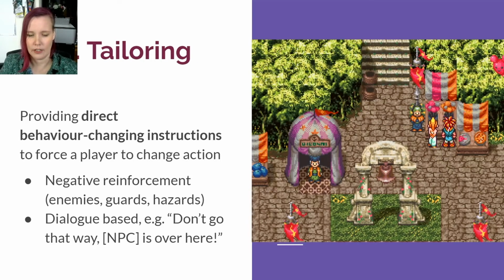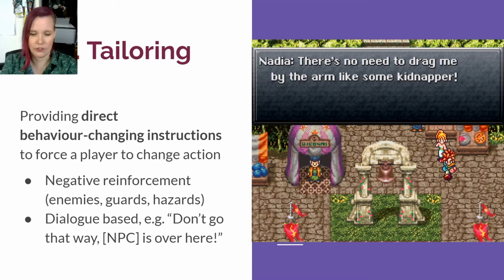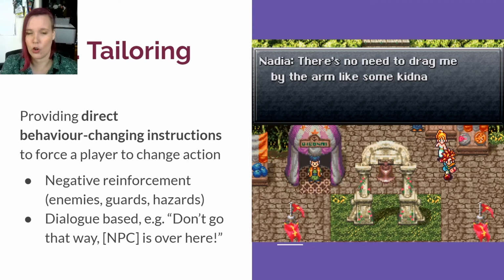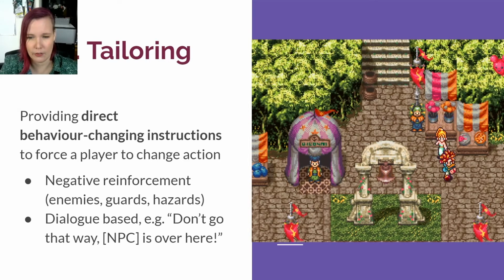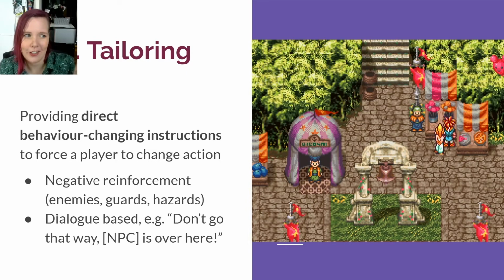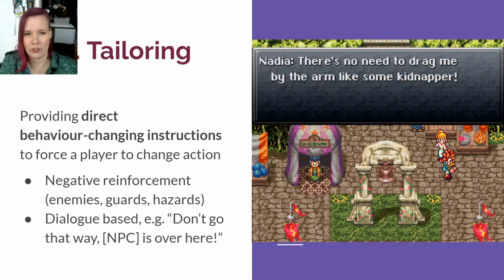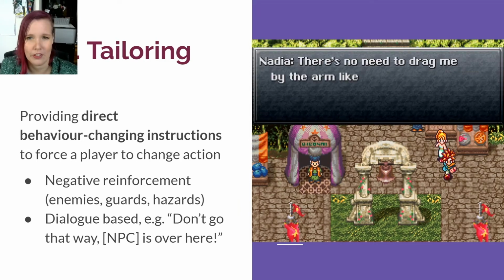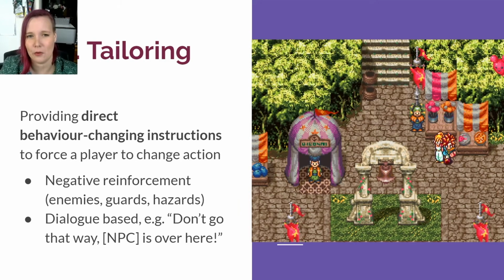So we've got tailoring. This provides direct behavior changing instructions to force a player to change action. This could be negative reinforcement, like enemies or guards or hazards that are literally preventing you from going a certain way, or it could be dialogue based. Like, don't go that way, NPC is over here, you can't leave the village yet, that sort of thing. You might use tailoring in a situation where you're finding that players just want to go somewhere different than you're intending. You can stick these hazards in the way, or these more direct actions of the game being like, nah, you can't do that yet. But it's a little more immersion breaking, so, you know.